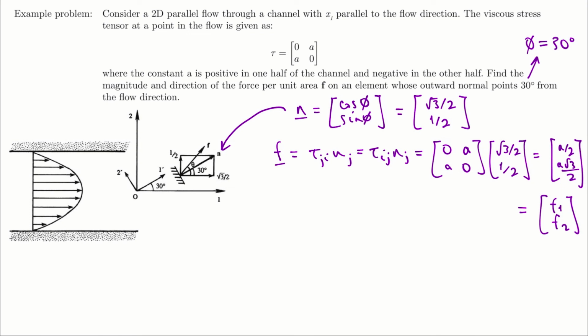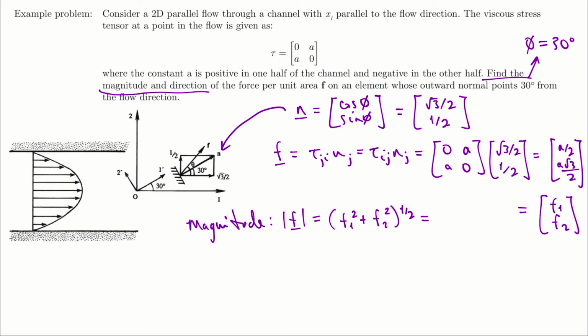We are asked to find the magnitude and direction of the force per unit area. Okay, so the magnitude is this. Which, when we sub it all in, is the absolute value of a over 2 squared plus a times root 3 over 2 squared, all square rooted, equals a.